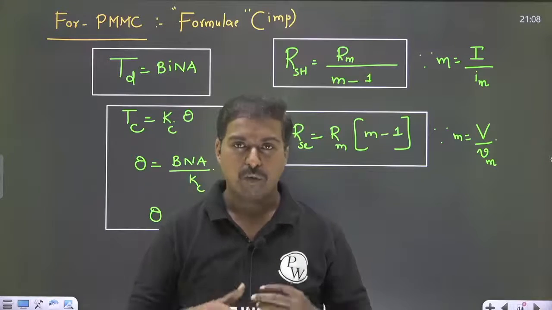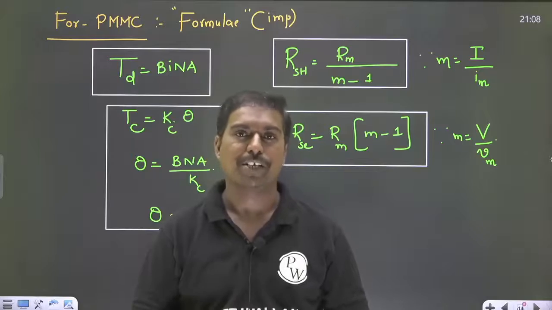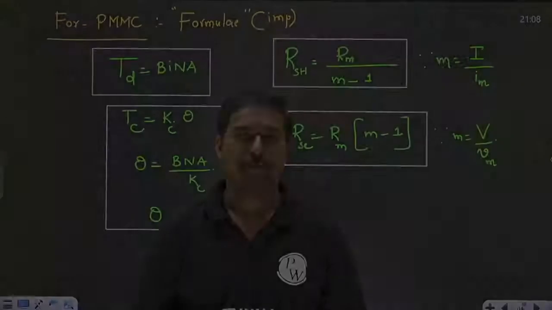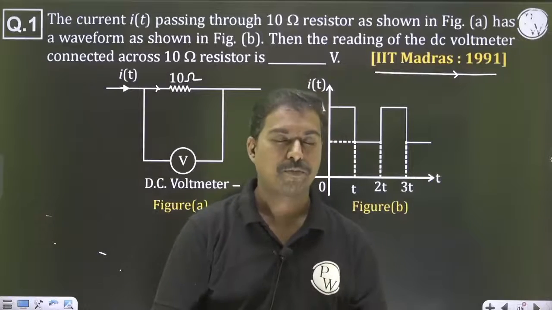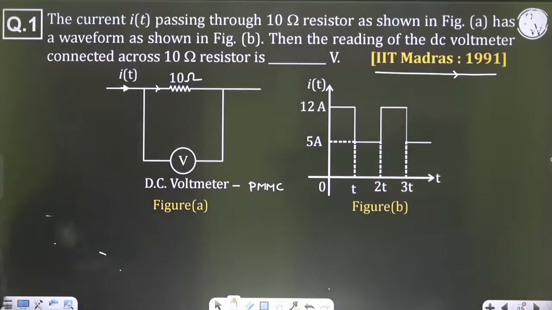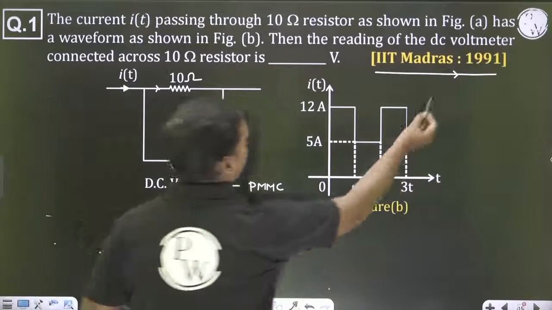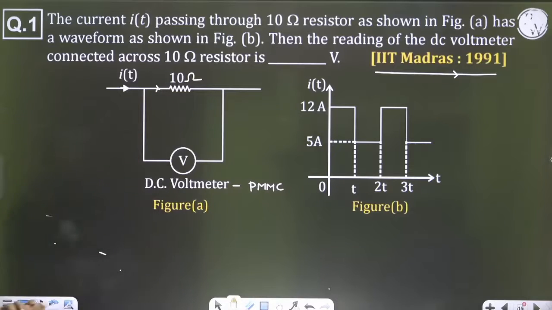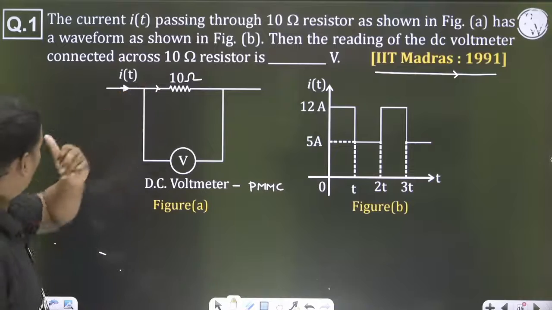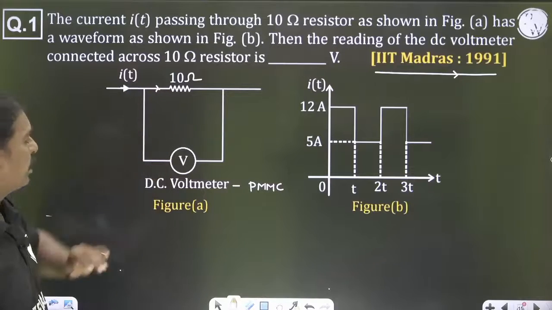Okay, so now we will move on to the PMMC related GATE level problems. Now we will start some numerical problems on PMMC. This is the first question, asked by IIT Madras in 1991. The current i of t passing through a 10 ohm resistor is shown in the figure. This is the circuit diagram: there is a resistor, and in it this current is passing.